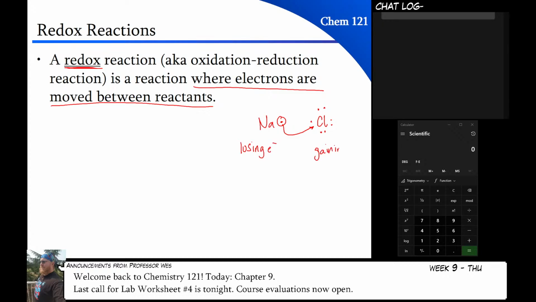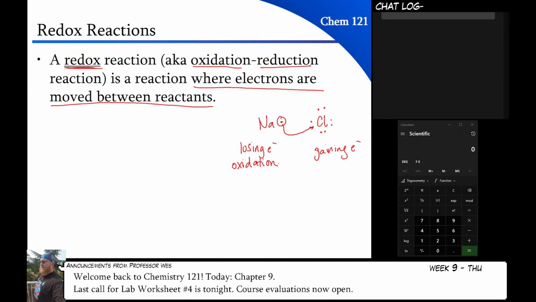I'm going to write down some terms here. Sodium is losing its electron, and chlorine is gaining the electron. We have specific terms for this, and you can see those terms right here. We've got oxidation and reduction. When you lose electrons, that process is called oxidation.